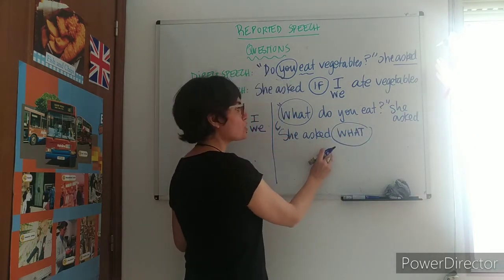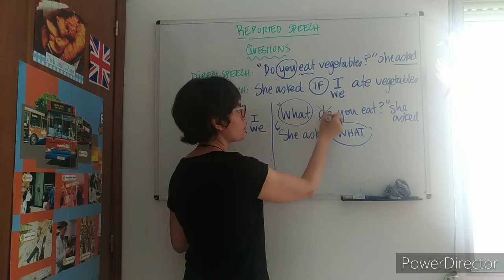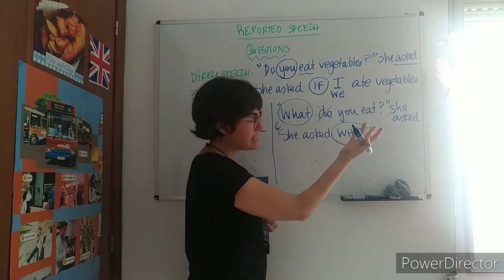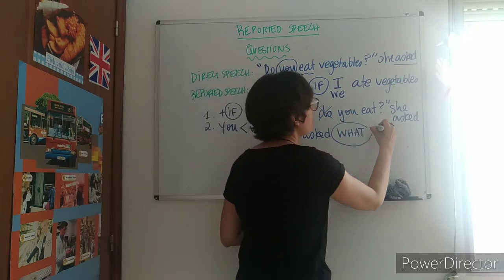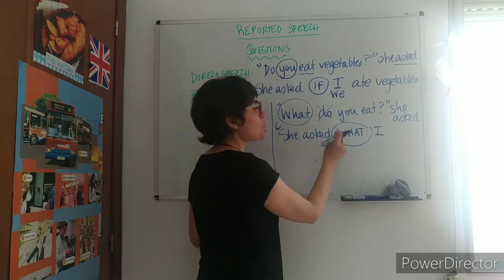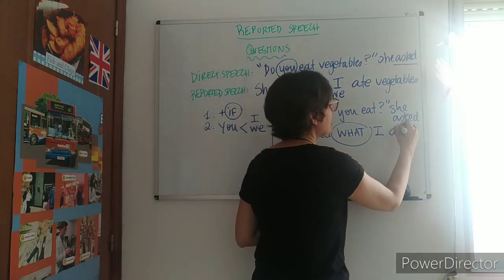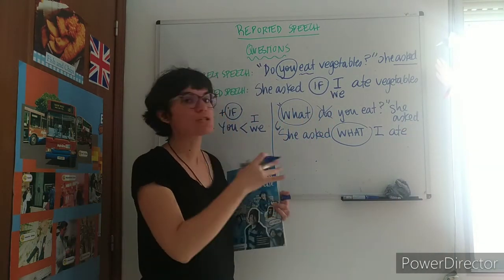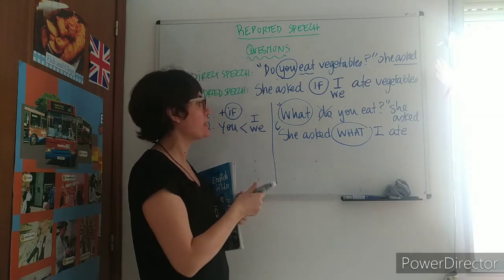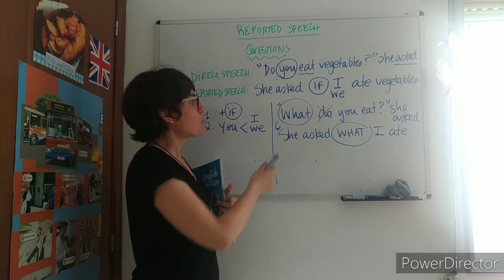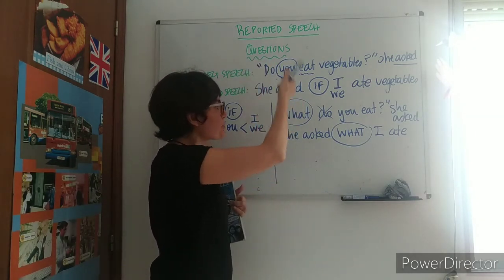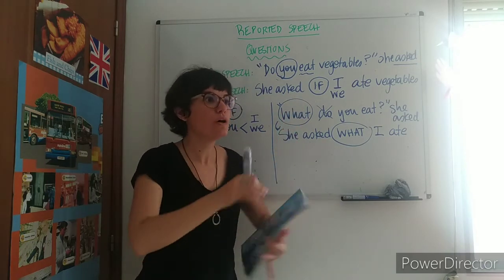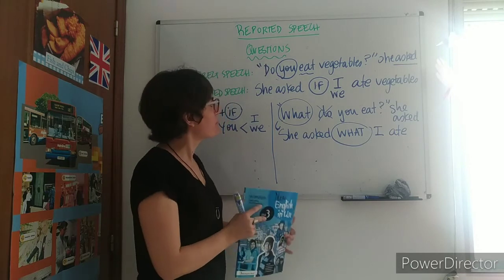she asked what, we don't use the auxiliary verb, that means that it's in the present simple, she asked what I ate, okay, and there is no question mark because now it's a statement, okay? So that would happen if the question word was when, where, how, who, or any other question word, okay?